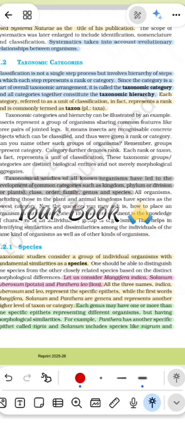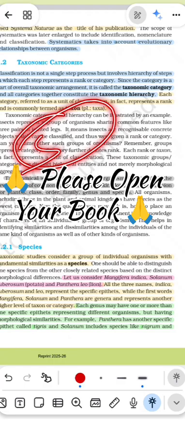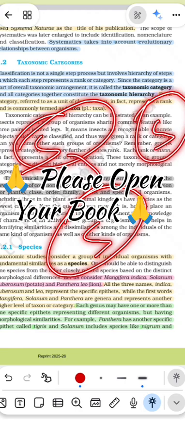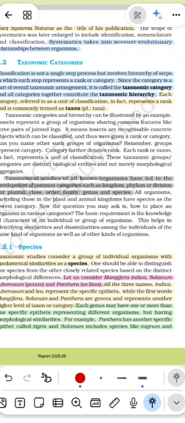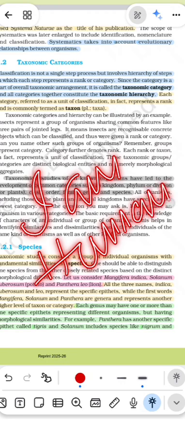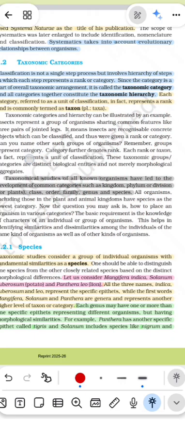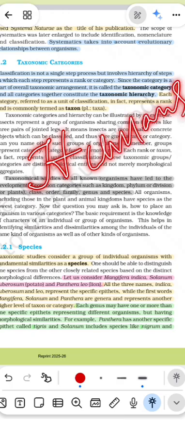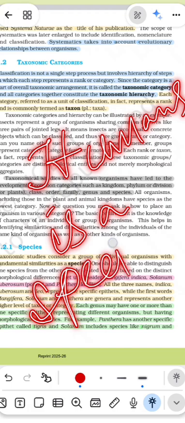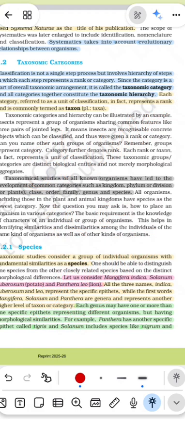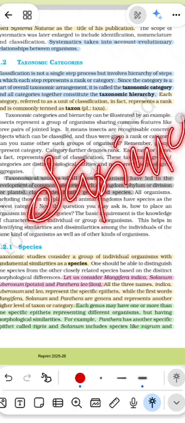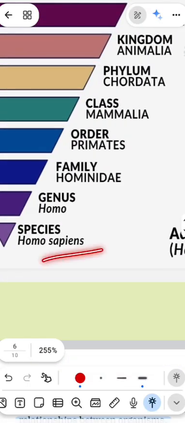If I tell you the whole definition of each and every one, here is a species. Two species or more than two species together with similar qualities create a genus. What is species? A type of individual organism with fundamental similarities. If I am a human, you are also a human. So these humans are each a species. The name is sapiens.